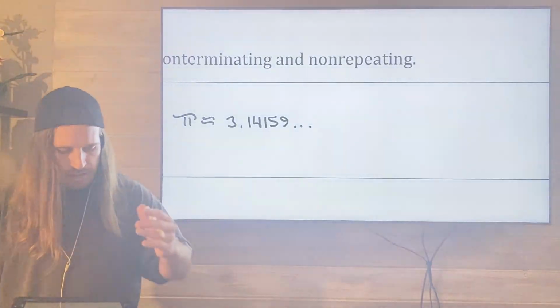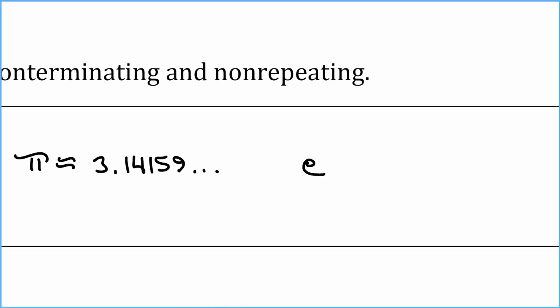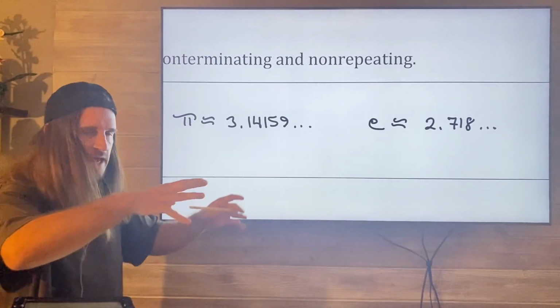Another famous one, kind of like pi, is Euler's number. It's its own number too, but 2.718, I believe, but it goes on forever, right? These are irrational numbers that the decimal forms never end.